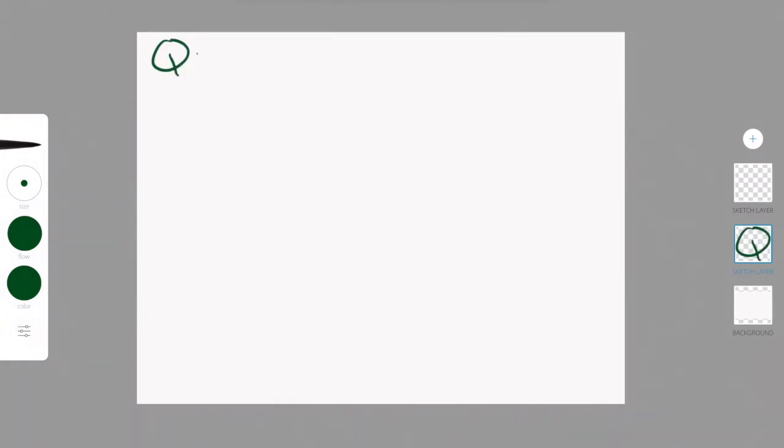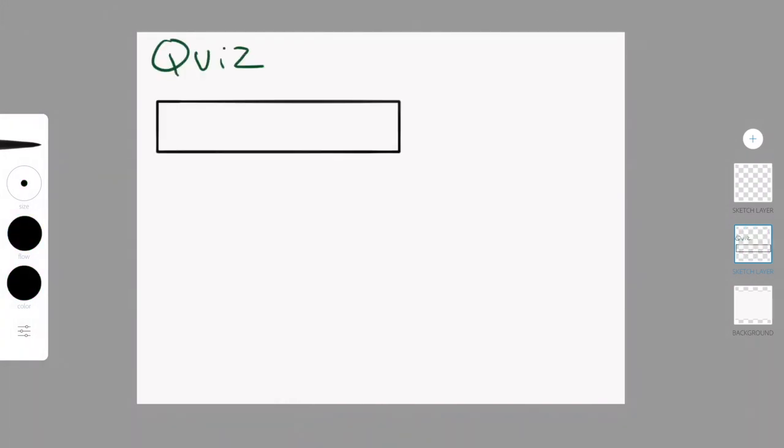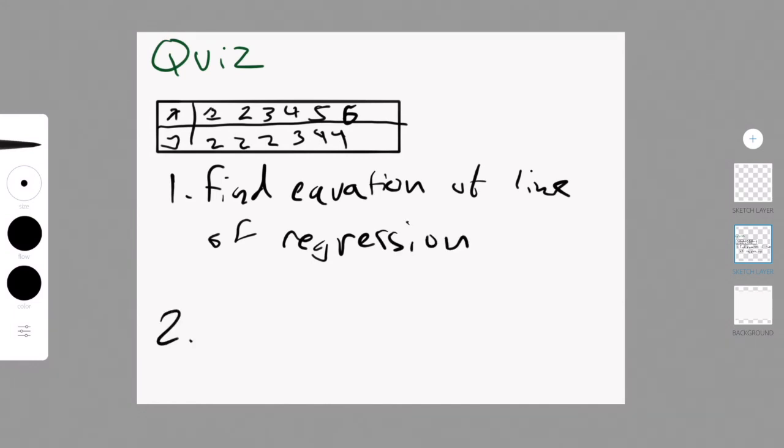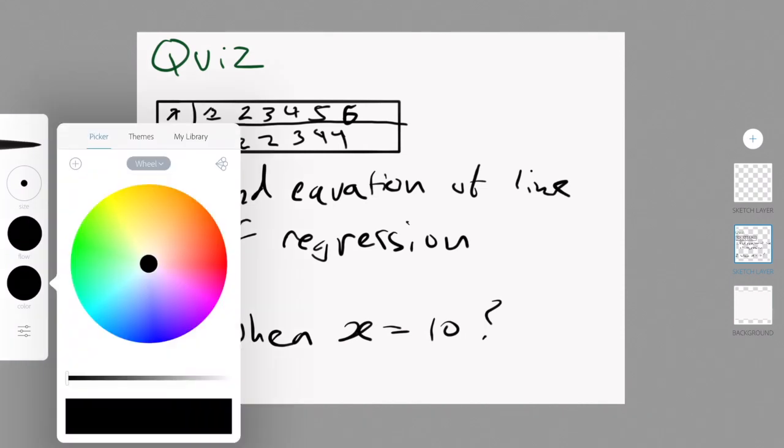Now it is time for the quiz. The first question is to find the equation of the line of regression. And the second question is to predict what would happen if x were equal to 10. Feel free to pause and come back when you have your answers.